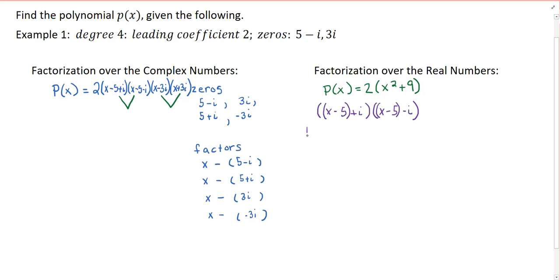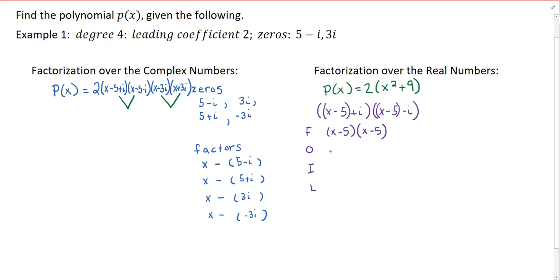And then when I do my foiling, I'm going to actually kind of have foiling within foiling, and I'll show you what I mean. But when I do my first times my first, I'm going to take the group x minus 5 times the group x minus 5. So that's my first times my first. So I was very intentional on how I grouped to get that.